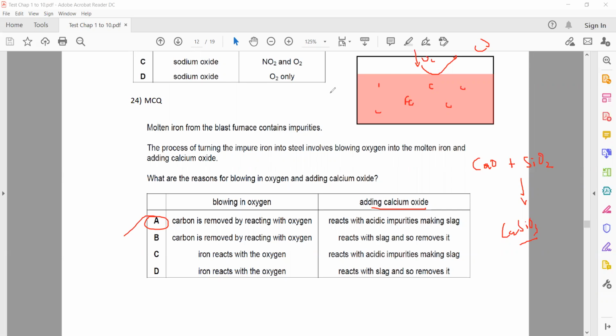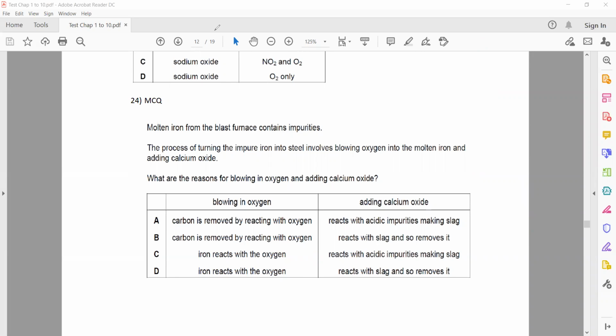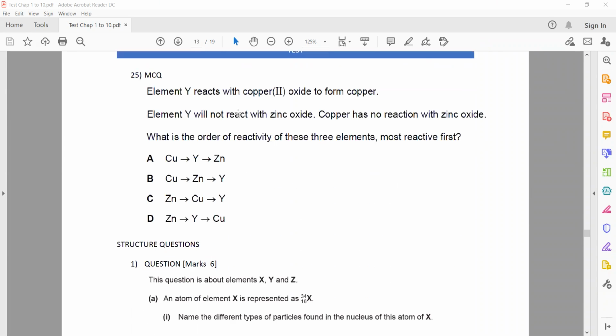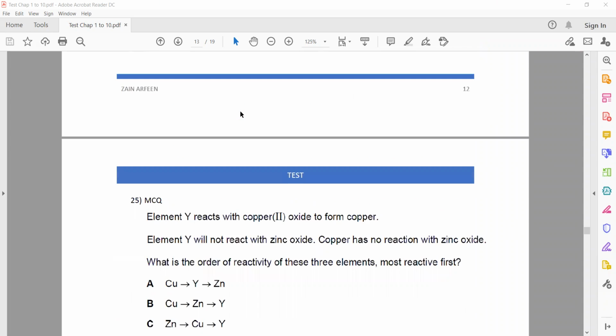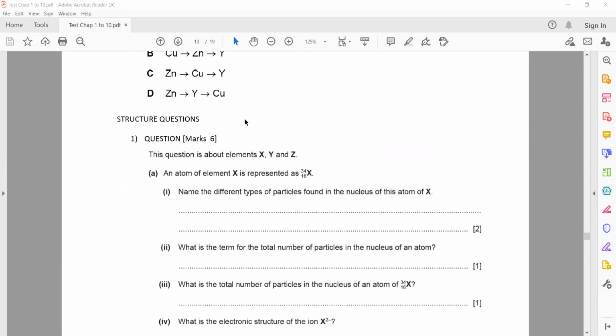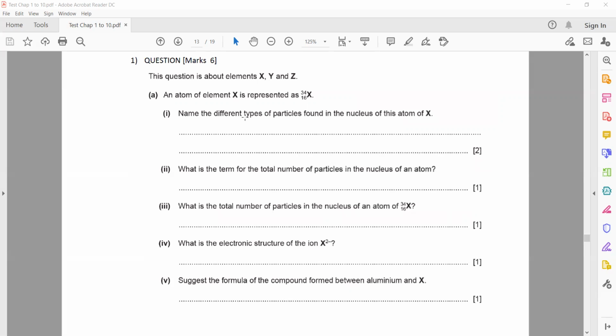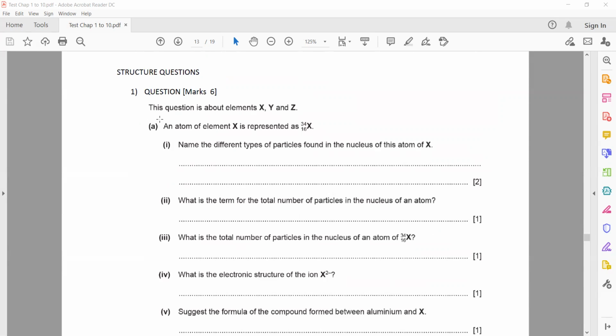Any other doubt in these MCQs? Then structure questions, if no doubt in MCQ, you can mention if you still have doubt in MCQ. Otherwise, structure questions. Mention a question with the part which you have doubt. Question 2C1 and 2.